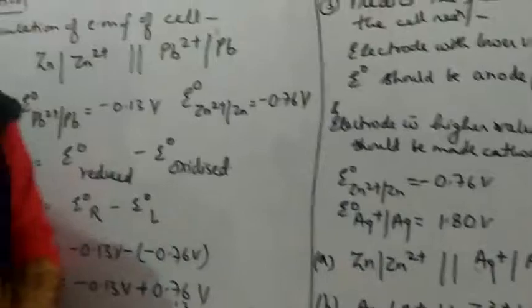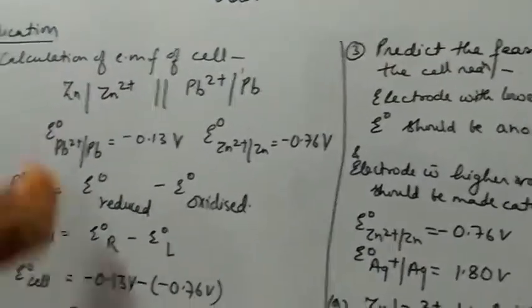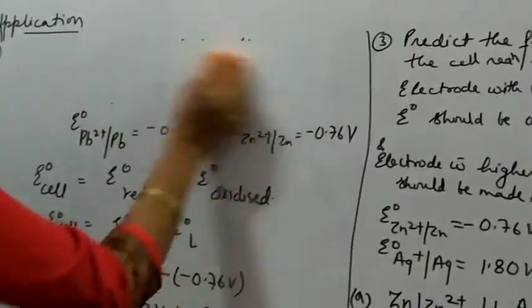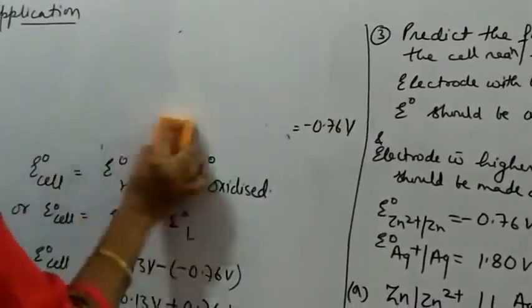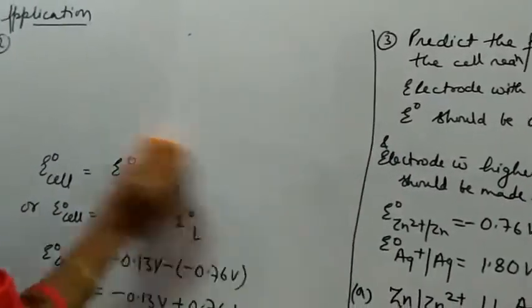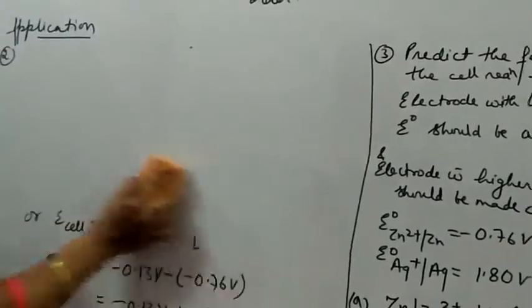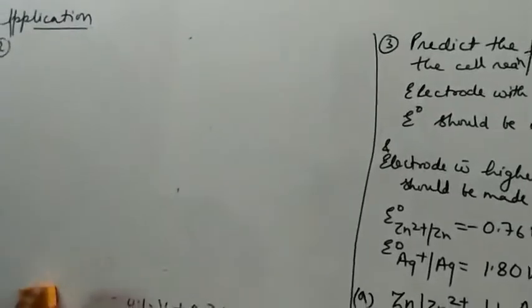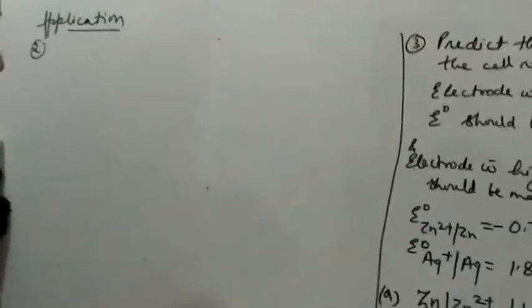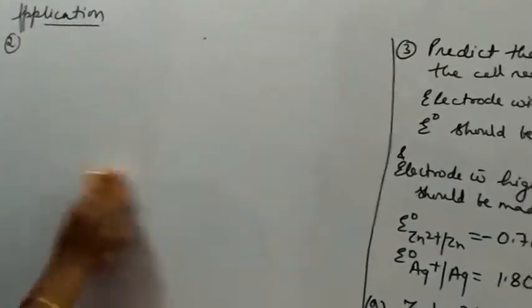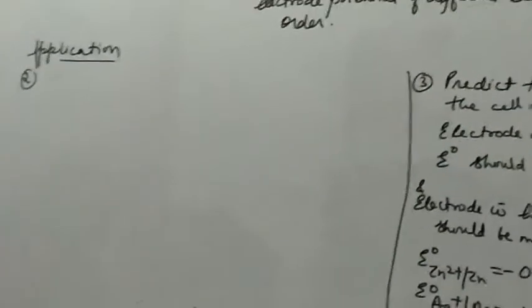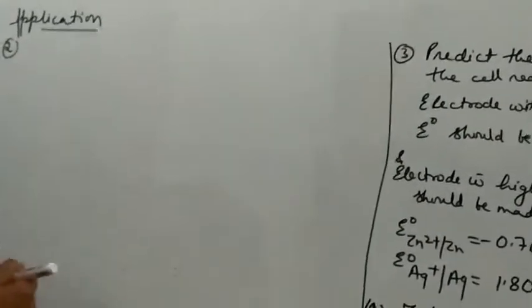Now the next application is which metal will be able to liberate hydrogen gas from the acid. Here we know that the standard electrode potential of hydrogen, or we can say the standard hydrogen electrode, is 0. Now the metal which has a negative value of standard electrode potential will be able to liberate hydrogen gas from the acid.